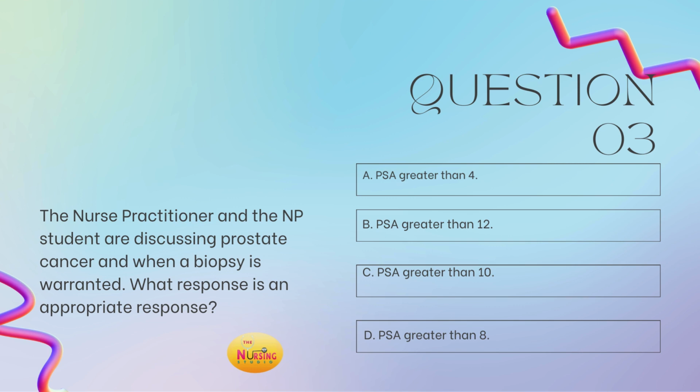All right, so the stem of the question states, what response is an appropriate response? So they're discussing prostate cancer and when you're supposed to have a biopsy completed, right? Is it a PSA greater than 4? No, greater than 4 is when they need to be referred out to urology for further eval, right? PSA greater than 12? No. C, a PSA greater than 10? Yes, that's the answer. PSA greater than 10 is warranting a biopsy, okay?